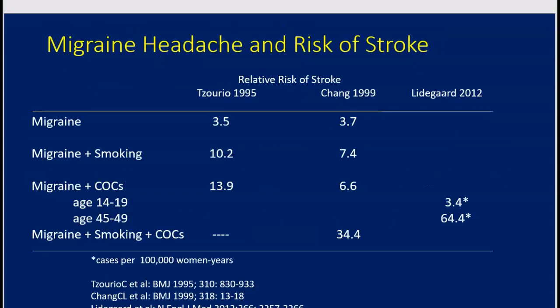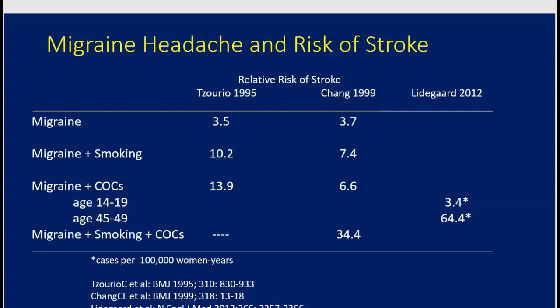When you look at migraine headache and risk of stroke, listed here are 2 case control studies as well as a database study on the far right. So if we look at the 2 case control studies, you can see as you add risk factors to individuals with migraine, the risks go up. For migraine overall, the relative risk of stroke compared to someone who didn't have migraine was about a 3 to 4-fold increase. You add in smoking and you go to a 7 to 10-fold increase.